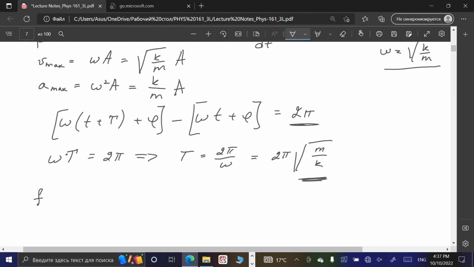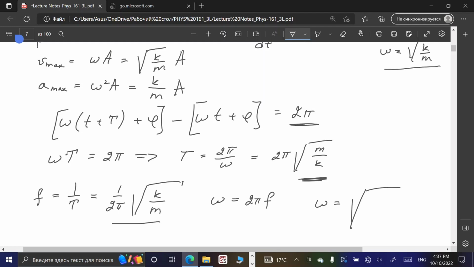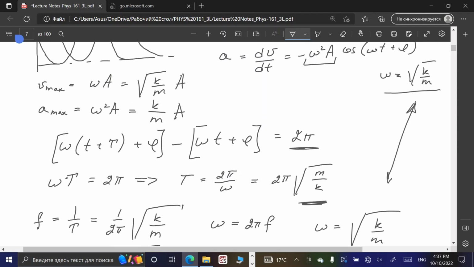Yes, so frequency is 1 over period. So with this, we can write that it will be 1 over 2 pi times square root k over m. And obviously, probably you remember the relationship between angular frequency and frequency. So angular frequency is 2 pi times frequency. Now, if we multiply this expression by 2 pi, we will see that omega is equal to square root of k over m, which is actually what we initially considered during derivation of our equation, this substitution.